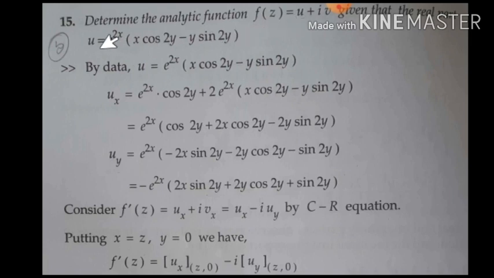First they have given the real part here. To apply the CR equation, because they have mentioned analytic function, means the function will satisfy the CR equations. So we need to apply the CR equations to obtain f of z. So what is needed to obtain the CR equations? I need to obtain the partial derivative of u with respect to x.